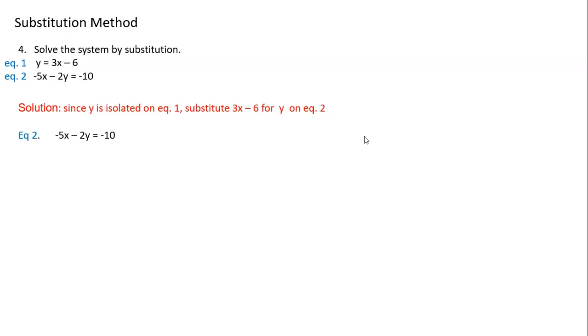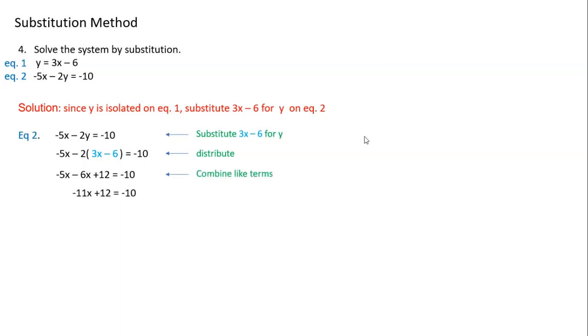So this is my second equation, minus 5x minus 2y equals -10. And everywhere I see y, I'm going to replace it with this value, 3x minus 6. Okay, so here we have y, and I'm going to put in the 3x minus 6. So the first thing I'm going to do is I'm going to distribute that -2, and I'm going to get -6x plus 12. Okay, I'm going to combine my like terms. Minus 5x minus 6x is going to give me minus 11x plus 12.